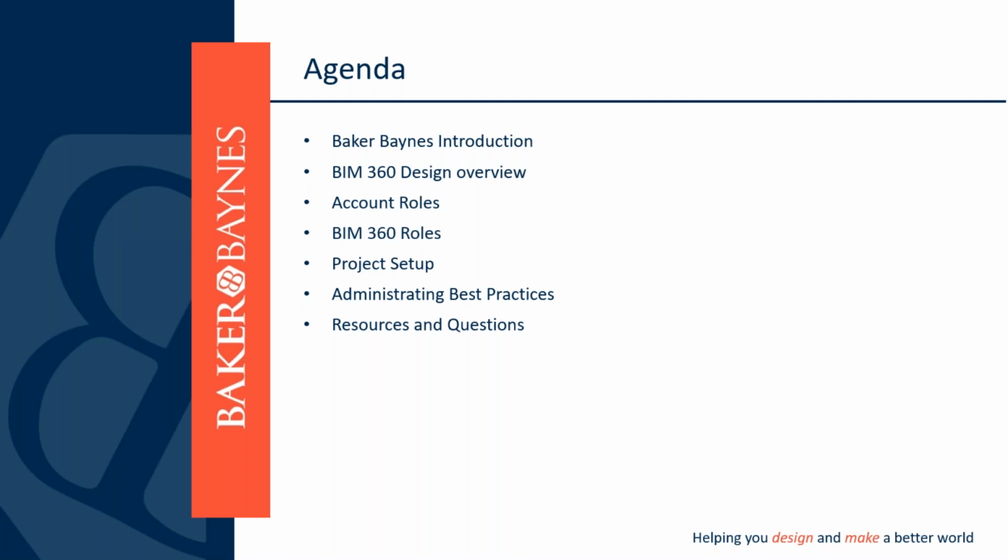We will then head over to the project setup, where we will talk about starting a project, assigning project admins, adding users, the different folder permissions, folder creation, and also assigning teams. To wrap up, we will look at administering best practices for BIM 360 design, and we will end off with a list of useful resources and links. I'll also then allow for an opportunity to ask some questions afterwards.